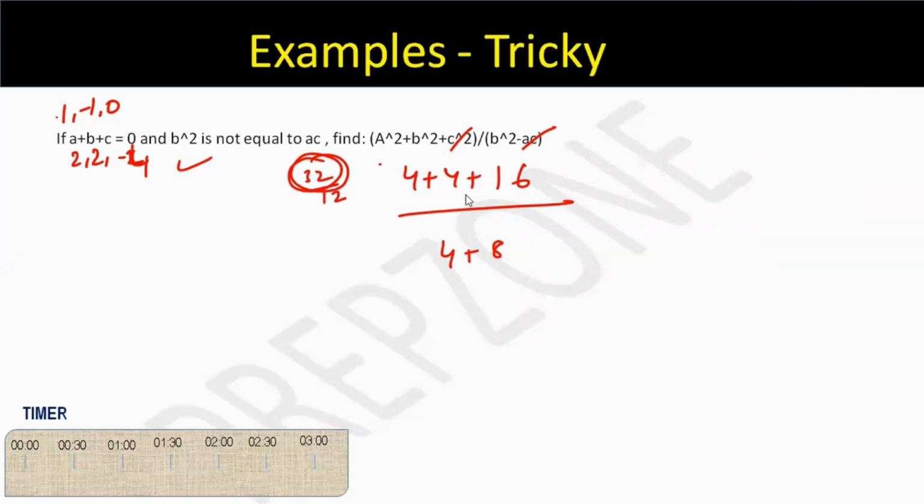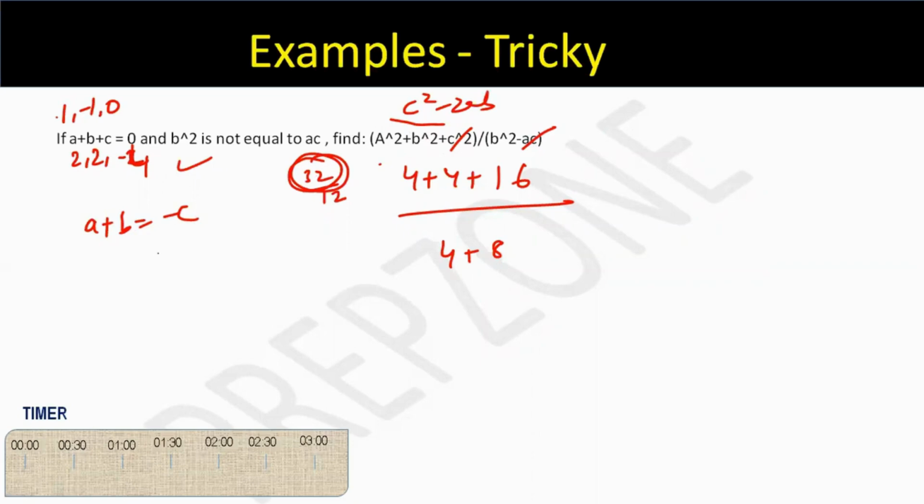Alternatively, for those who want the subjective method, you have a term of a square plus b square plus c square here, right? So I know a plus b is equal to minus c. So a square plus b square is equal to c square minus 2ab. You just put the value here. You get 2c square minus 2ab. Sorry, I think I made some mistake.